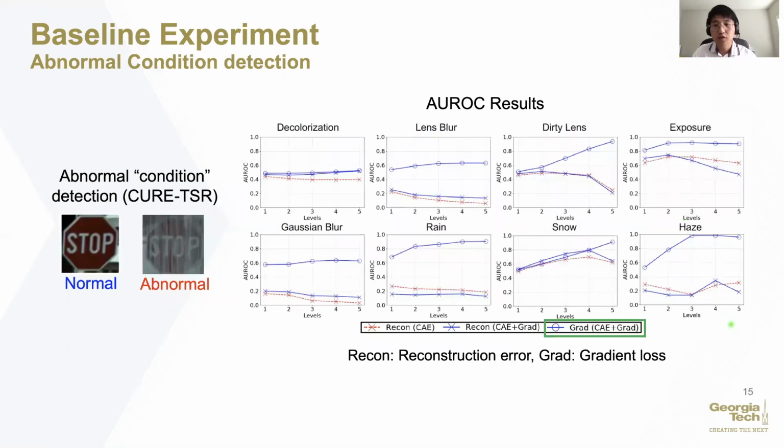We use the gradient constraint to perform abnormal condition detection and report the performance. The goal of this task is to detect whether the images are affected by challenging conditions. As shown in the figure, gradient loss from the convolutional autoencoder trained with gradient constraint outperforms other baselines consistently throughout different challenge levels and conditions.